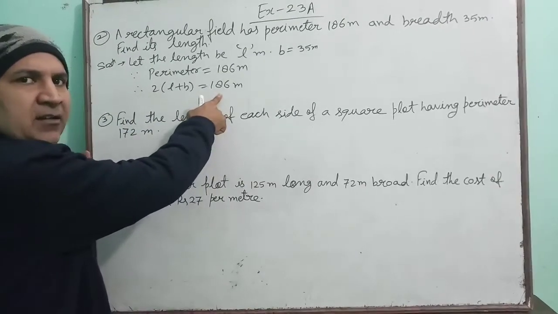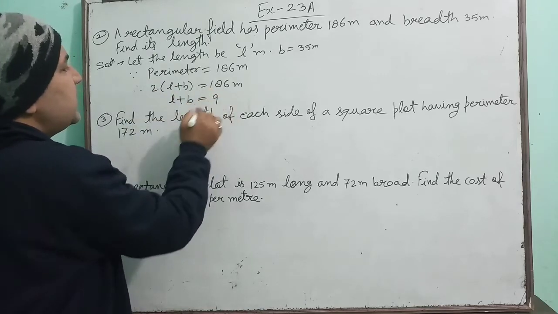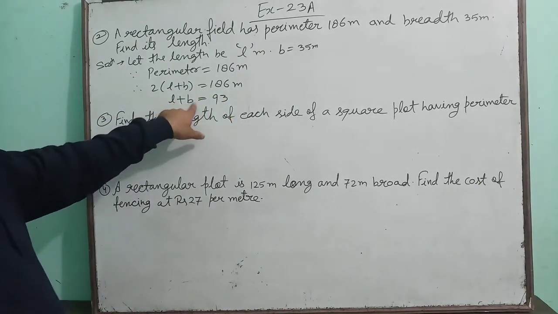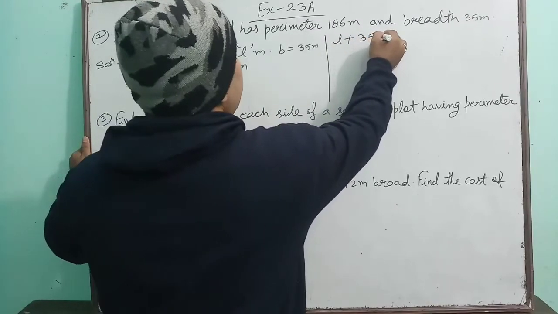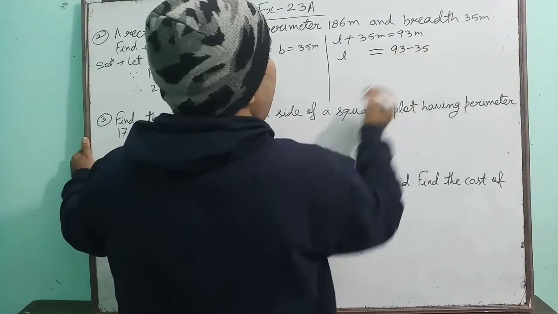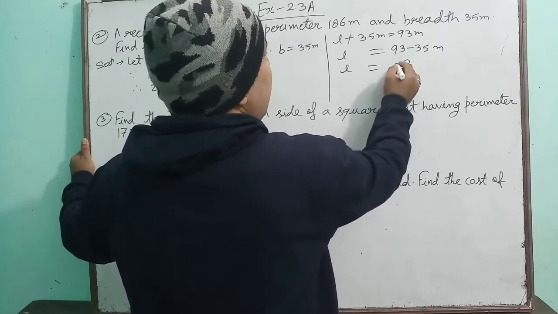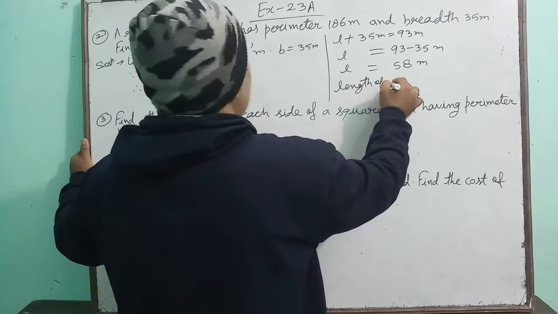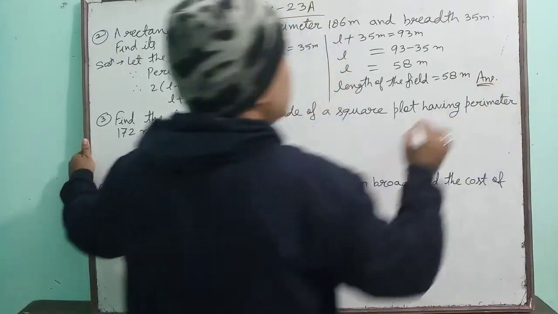This 2 can be transferred here to make our calculation easy. Length plus breadth is equal to 186 divided by 2, then you will get 93. 2 into 9 is 18, 2 into 3 is 6. That means length plus breadth is equal to 93. Now put the value of breadth. Length plus 35 meter is equal to 93 meter. Therefore length will be 93 minus 35 meter. Now subtract and get your answer. 13 minus 5 is 8. 8 minus 3 is 5. That means 58 meter is the length. So length of the field is equal to 58 meter, and this will be your answer.